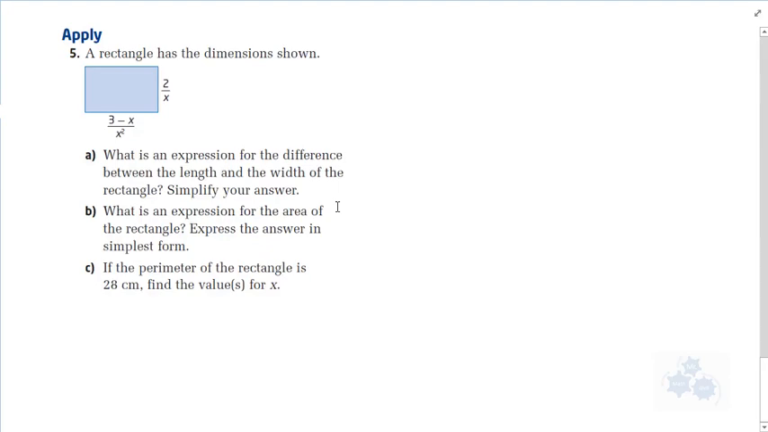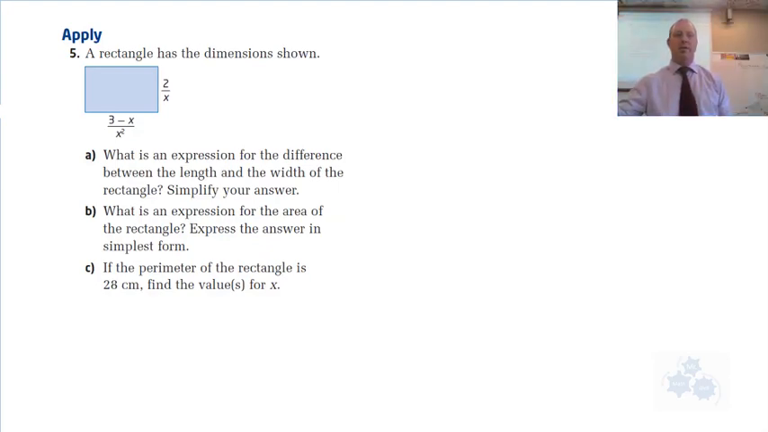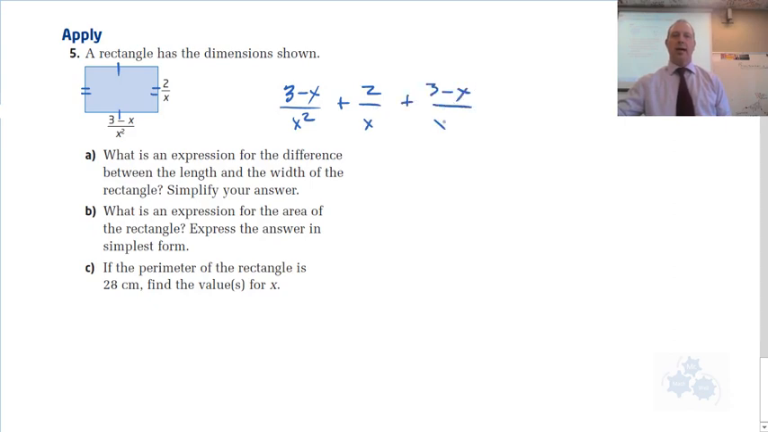6.4 number 5, C was asked about here, so I'll just skip right down to C. The perimeter is the sum of all of the sides. So that would be 3 minus x over x squared plus 2 over x plus 3 minus x over x squared plus 2 over x. And that equals 28. So if you do that, now you gather like terms.